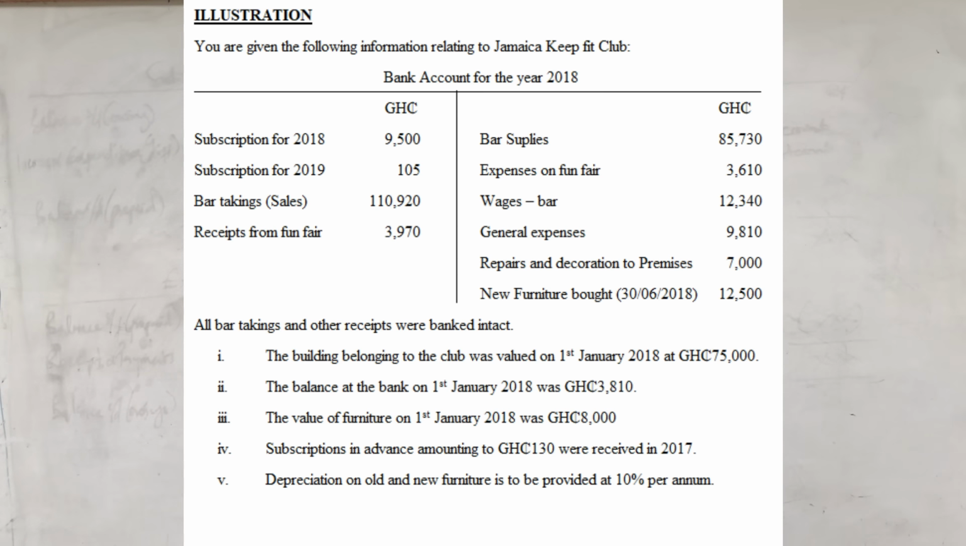Okay, so we are given the opening bank balance, which they didn't give us in the bank account. The value of furniture on 1st January was 8,000 Ghana cedis. Then we are told in additional information that subscriptions in advance amounting to 130 were received in 2017. All right, and then depreciation on old and new furniture is to be provided at 10% per annum.